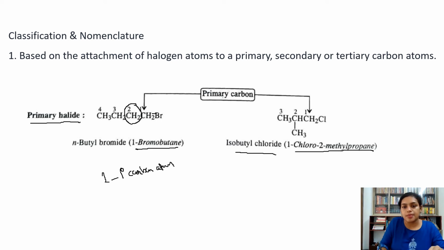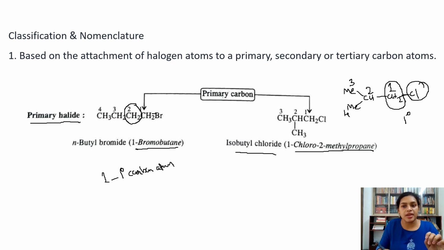Here in this example, you can see that there are 2 methyl groups, and there is a CH2 group and there is a Cl group, and this is the carbon number 1. This is 2, 3 and 4. Let's number like that. And here you can see that this chlorine is attached to a primary carbon. Carbon number 1 is a primary carbon.